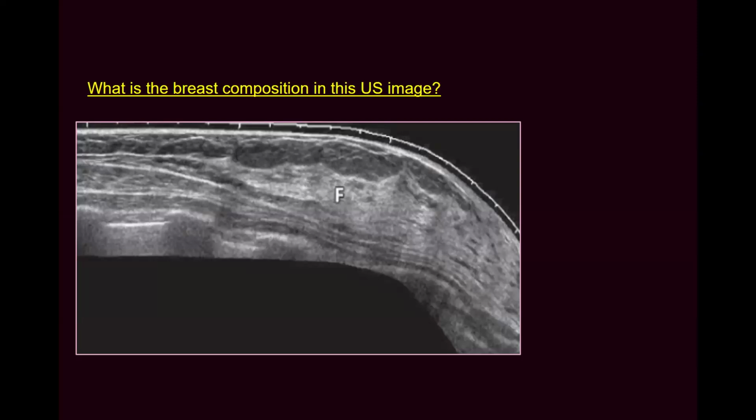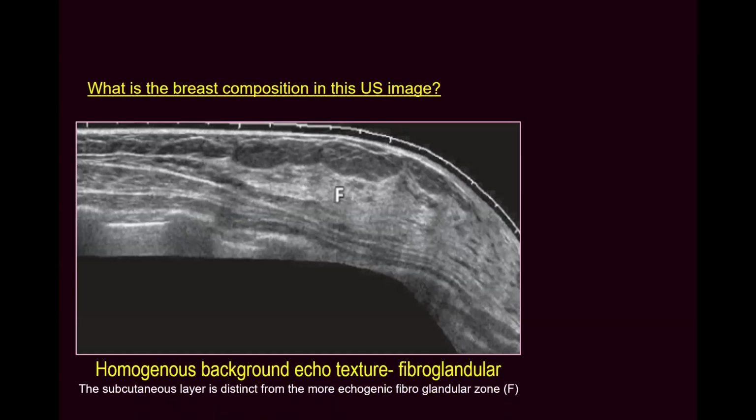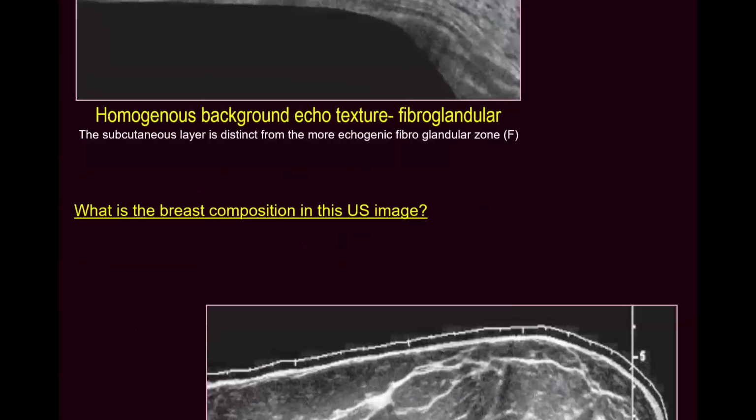It is not intermixed with hypoechogenicity. It is more or less homogeneous, more white. You see, this is homogeneous. It is homogeneous and distinct from the fat, the subcutaneous fat.